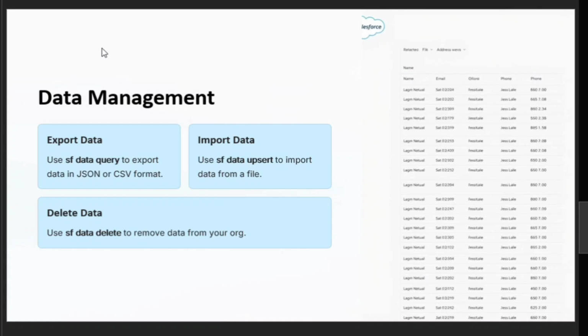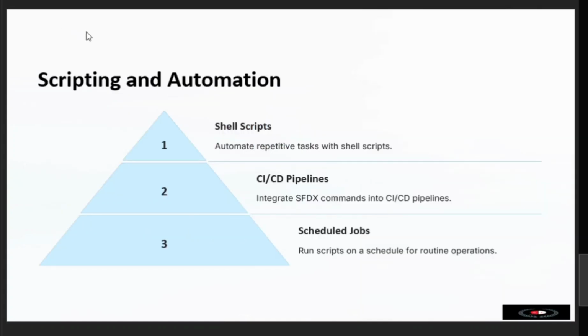Now coming to data management. Data management is export, import and delete data, which we already discussed. All of this, in CSV format and JSON format also, is possible as part of VS Code using the Salesforce CLI commands. Then scripting and automation is very useful in our Salesforce DevOps and development lifecycle. If you want to deploy something using shell scripting, you can deploy it.